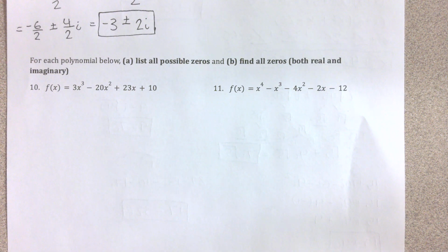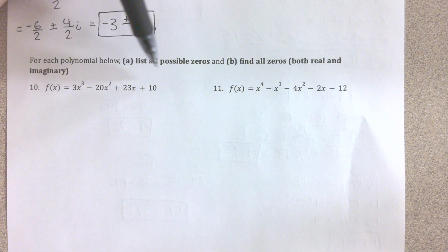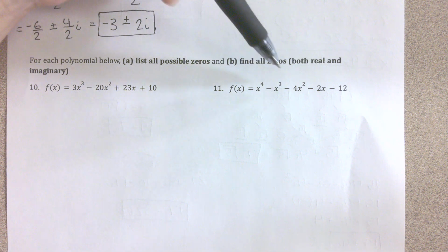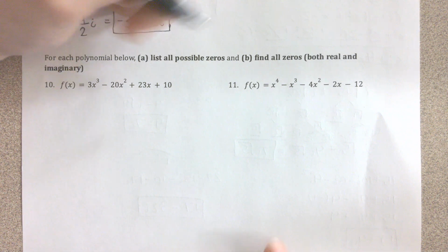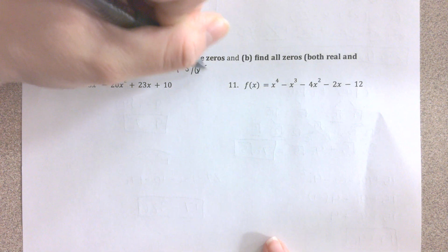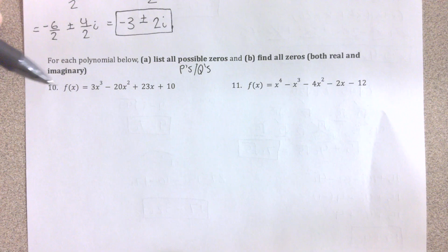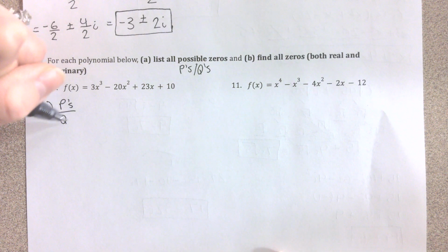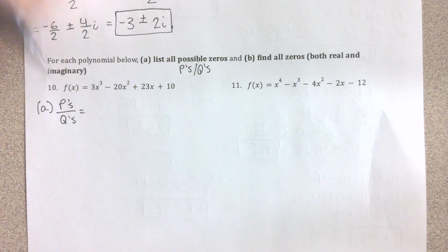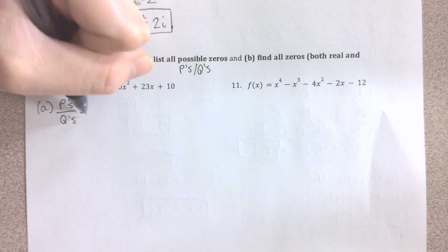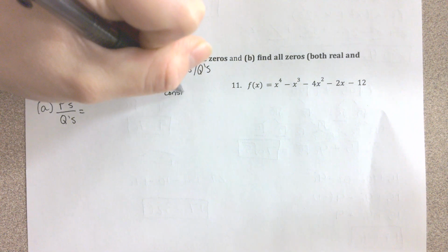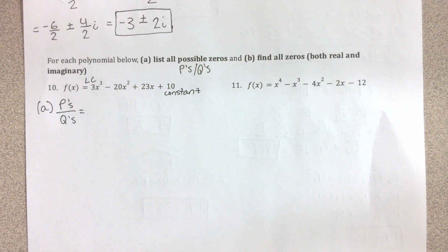For the next two, we need to do two things. We're going to A, list all possible zeros, and B, find all zeros, both real and imaginary. So when it says list all possible zeros, it's asking for the p's and q's. These are all the possible zeros of the equation, but they're not all going to be zeros. So A, p's and q's. These are factors of the constant over factors of the LC, the leading coefficient. So our constant is 10 and our leading coefficient is 3.